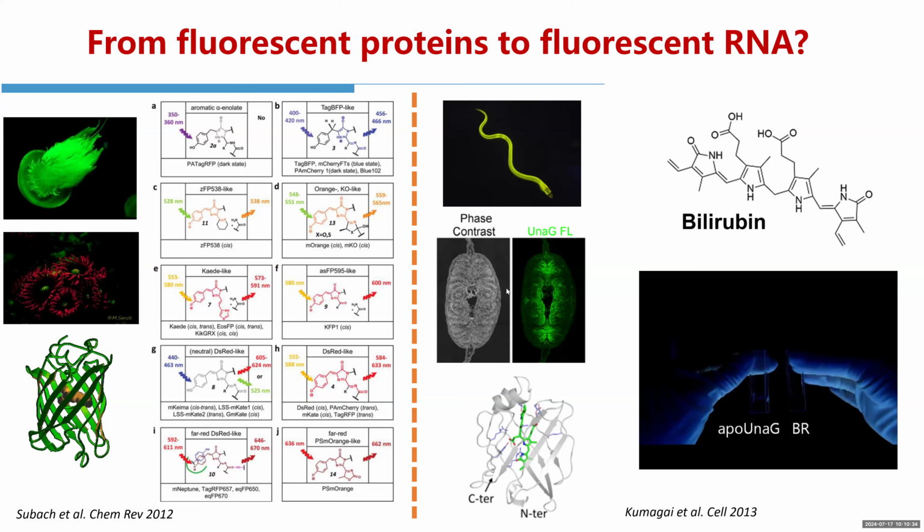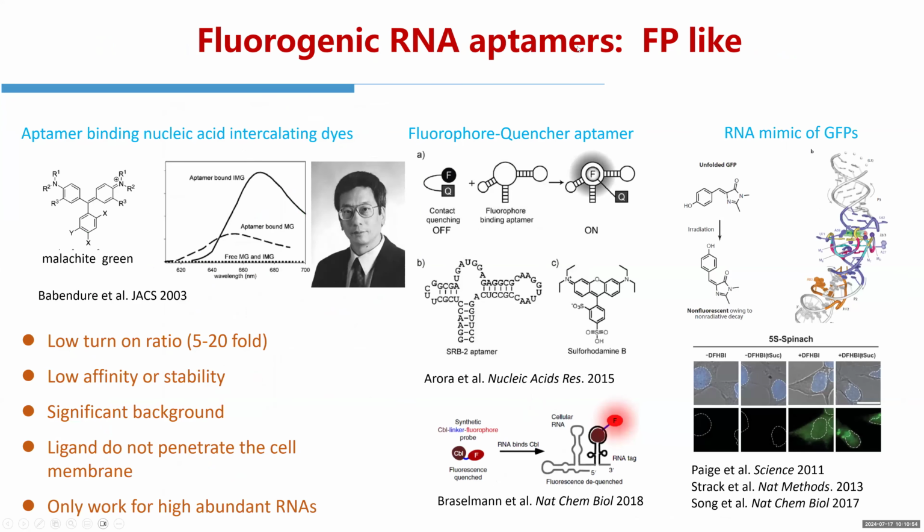This inspires scientists to search for RNAs that can specifically bind with fluorogenic dyes and to develop fluorescent RNA, the RNA equivalent of fluorescent proteins. Early work started more than 20 years ago. For instance, Roger Tsien studied an RNA aptamer with a nucleic acid intercalating dye named malachite green. Binding of the RNA aptamer to the fluorophore leads to thousand-fold fluorescence enhancement.